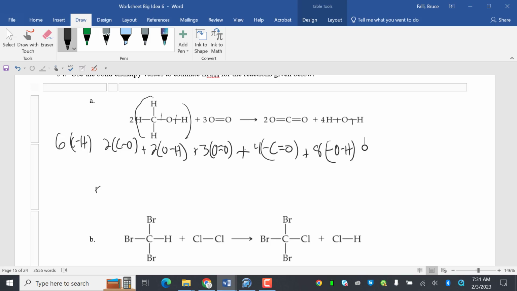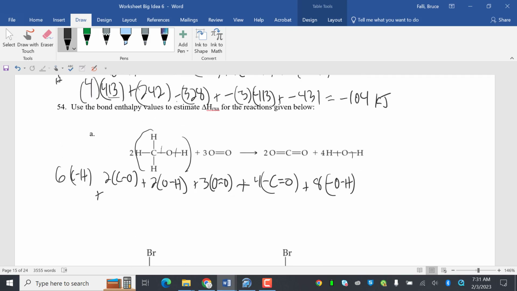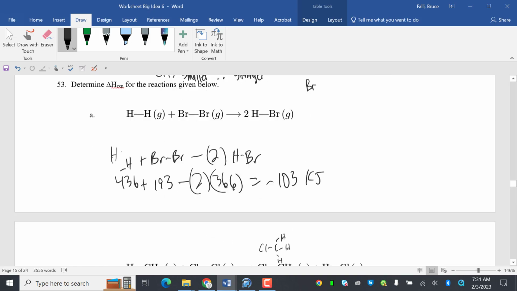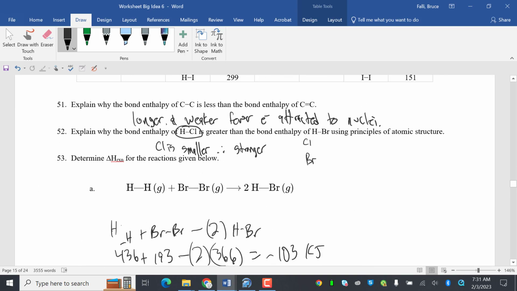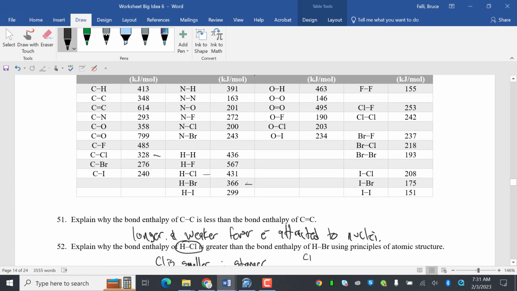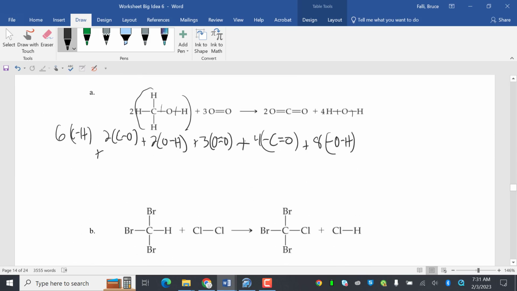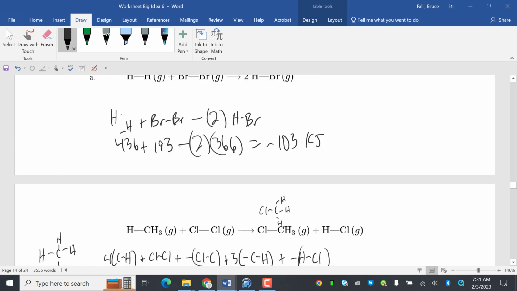I'm not going to write those numbers down, I'll just get all kinds of crazy, so I'm going to put it right into my calculator. So what am I doing here first? 6 C to H. So 6 times 413, enter, plus 2 times C to O.